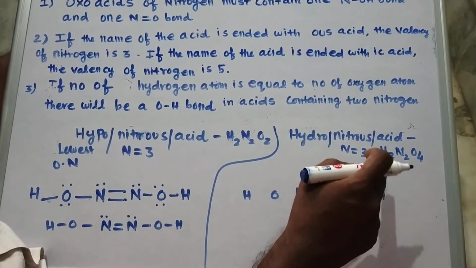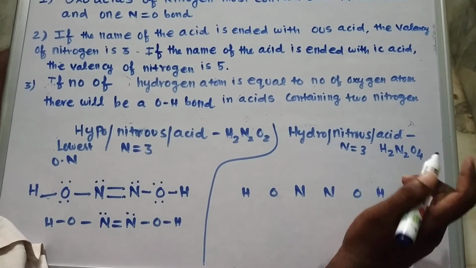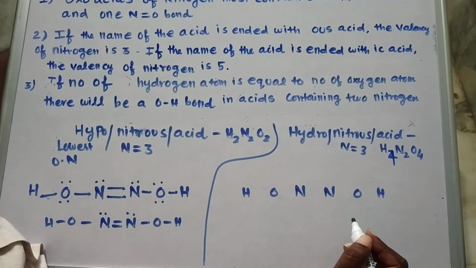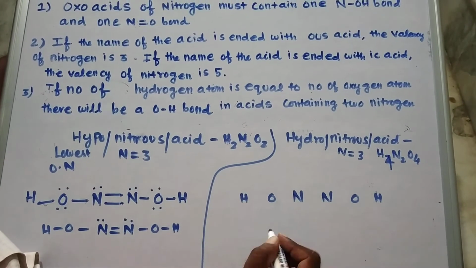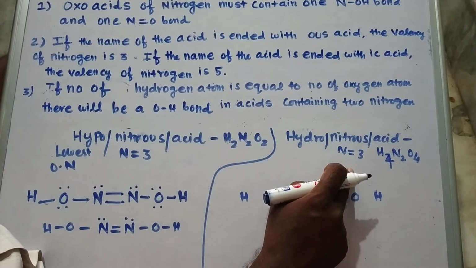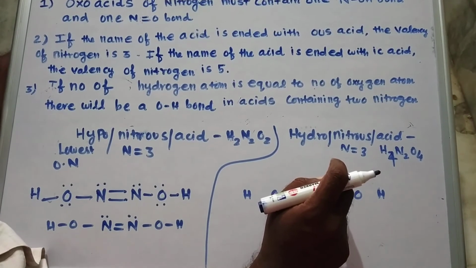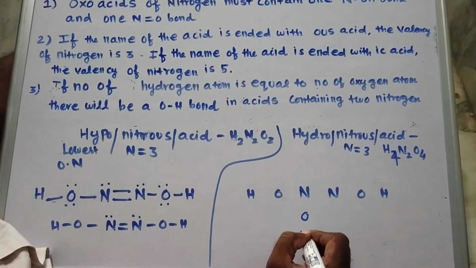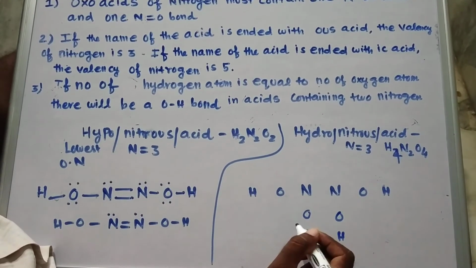Therefore, what is the formula? I think it is H4N2O4. This is the right combination. H2N2O4 is not right; there should be H4N2O4. Then there is another OH, there will be another OH. Then join these structures.